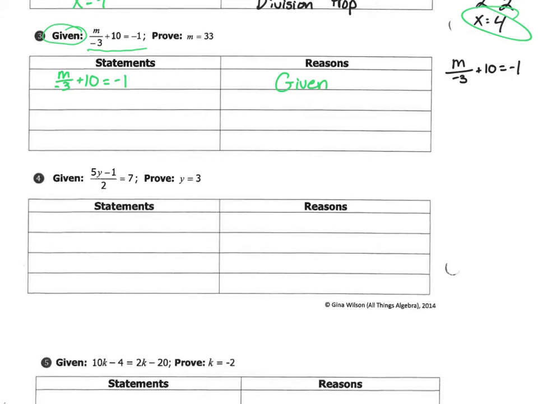Mm-hmm. So if we look at that equation over there on the right, we want to get the fraction by itself. So what should we move first? Good. So you're going to subtract 10. Yep. That's going to be negative 11. So that's going to be your next one. And we did subtraction.